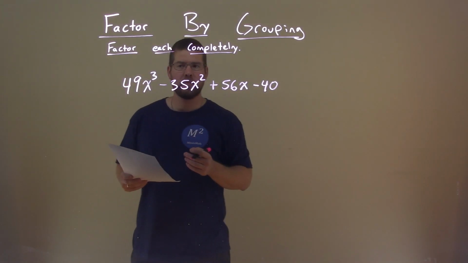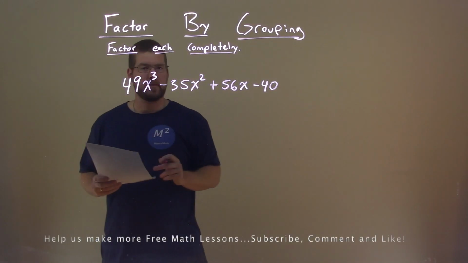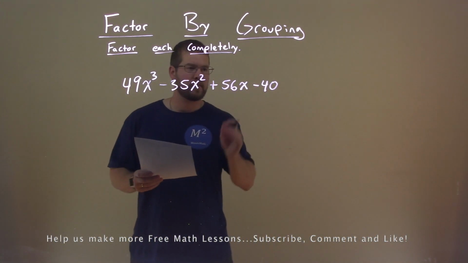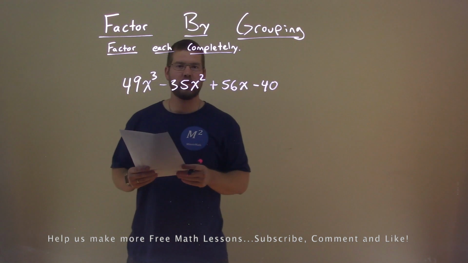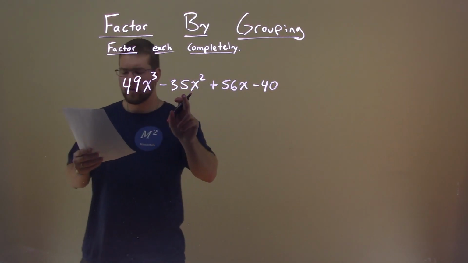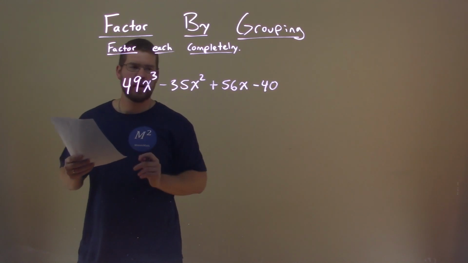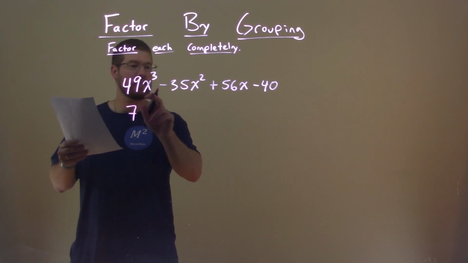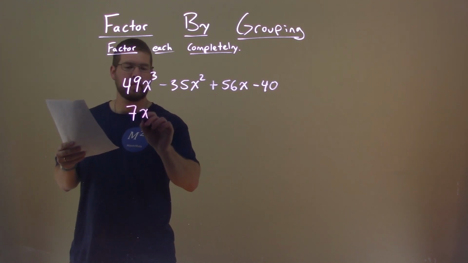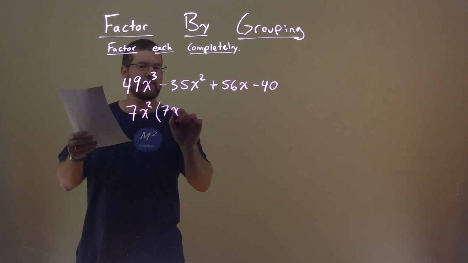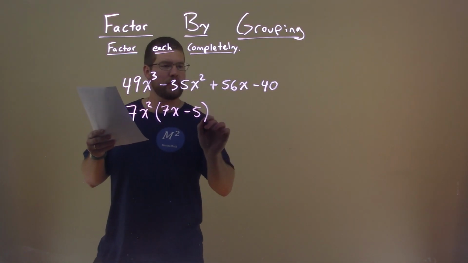We're given this problem right here: 49x to the third power minus 35x squared plus 56x minus 40. And we want to factor this completely. Well, the first two parts right here, notice that a 7 goes into 49 and 35. And so does x squared, the x to the third power and x squared. If we pull that out, what are we left over with? Well, that's a 7x, and then minus 5.